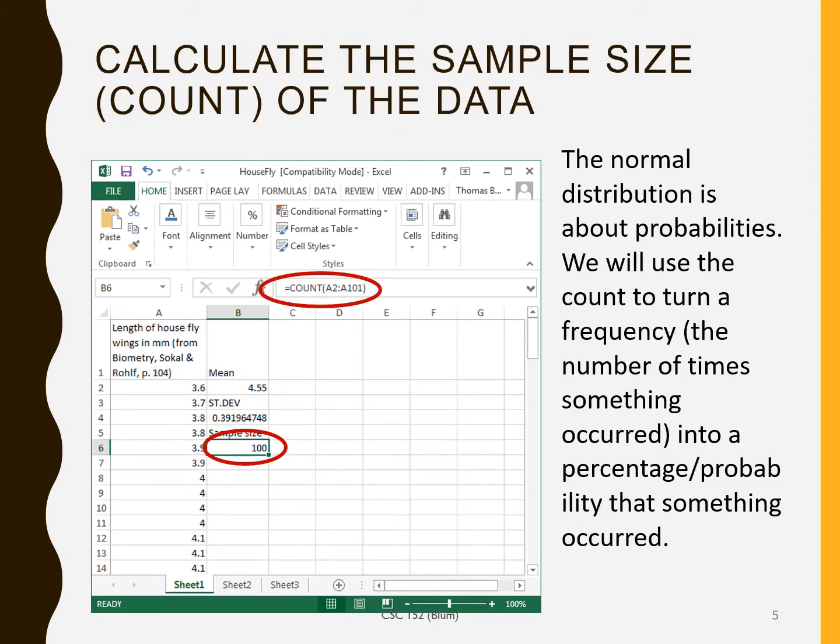The frequency is the number of times a result occurred. So the flywing had a length of 3.9 twice. But we're going to convert the frequencies into percentages, so we are going to divide by the number of data points. To that end, we are calculating the number of data points using Excel's count function.